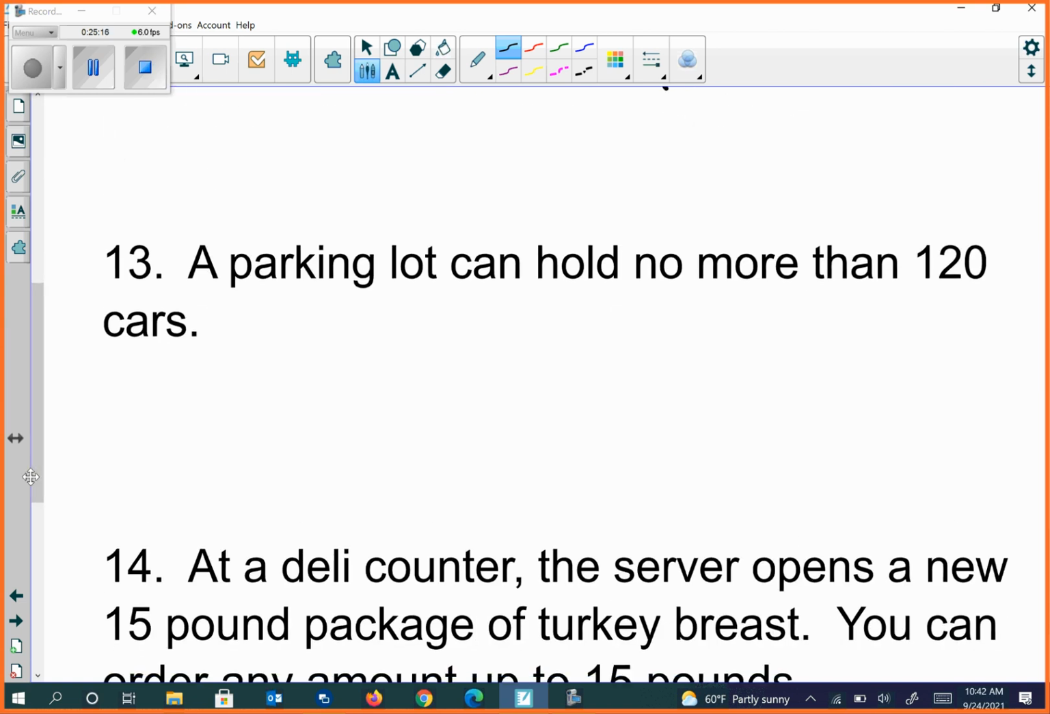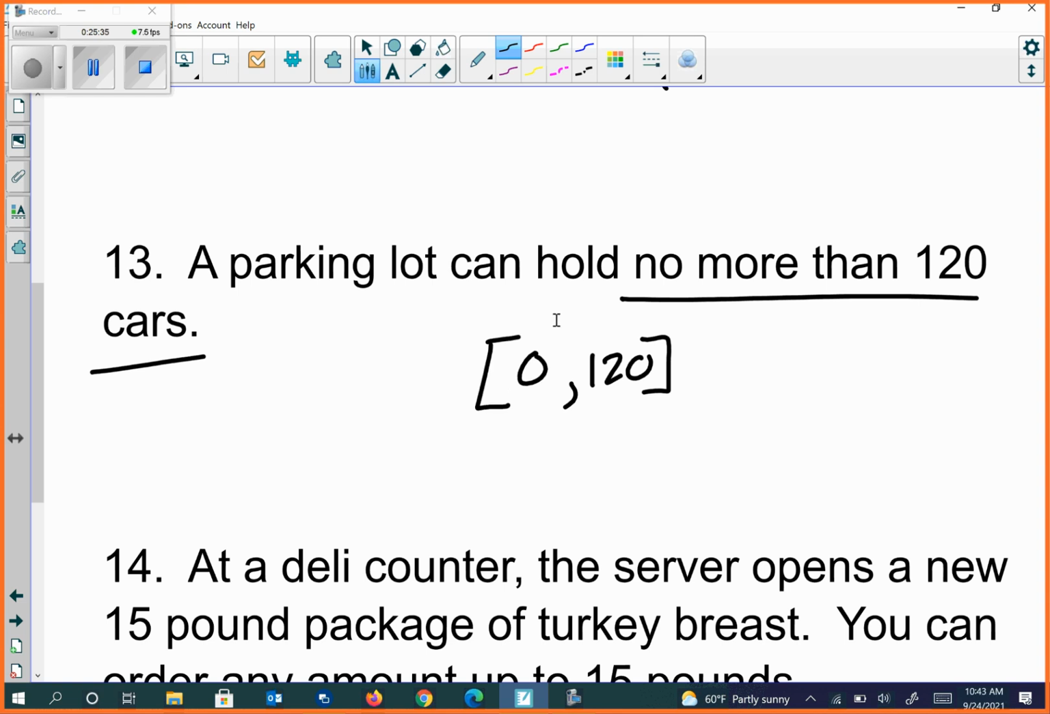A parking lot can hold no more than 120 cars. No more than 120 cars. So can we have 120 cars sitting in a parking lot? Yeah. What's the fewest cars that we could have in a parking lot? 0. We couldn't have like -6 cars, could we? So discrete or continuous? Discrete, because a car, doesn't matter if it's big or small, we're not going to count portions of cars.